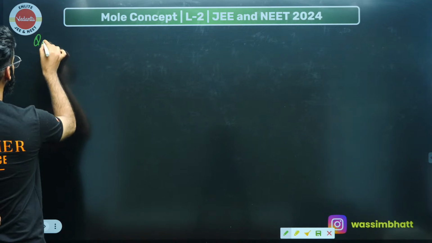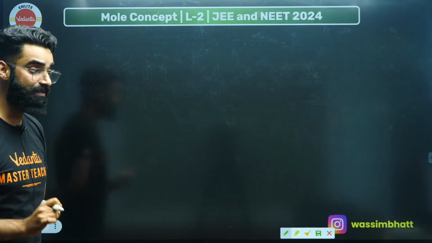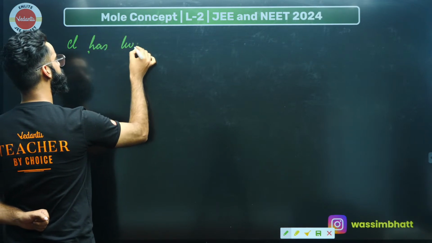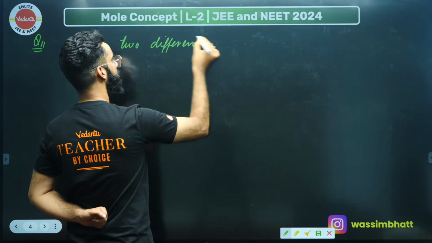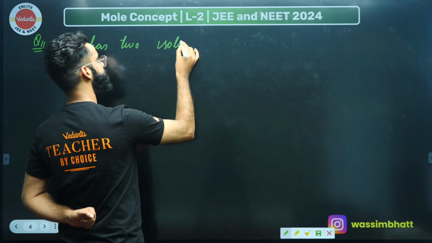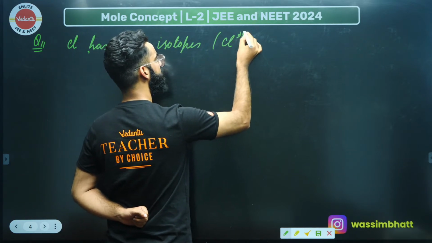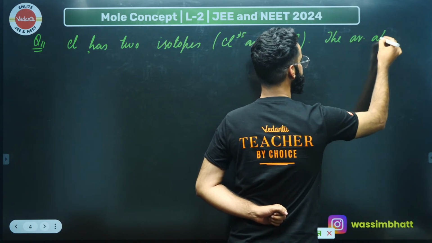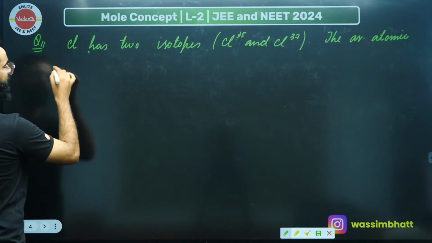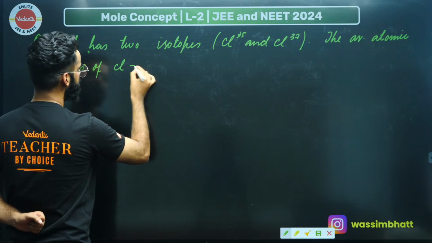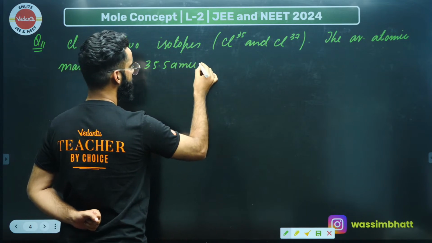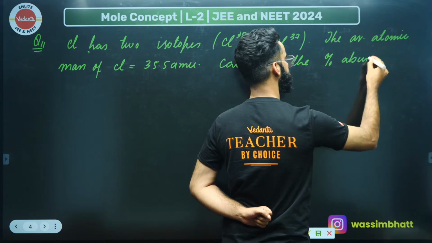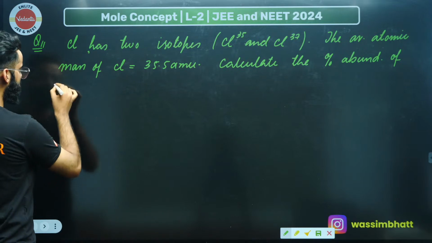Now, where do we use this concept? I'm writing a simple question over here, and I would want you guys to give it a try first, then I'll solve the question on the screen. The question is simple: chlorine has two isotopes, Cl35 and Cl37. The average atomic mass of chlorine is 35.5 AMU. Calculate the percentage abundances of its isotopes.